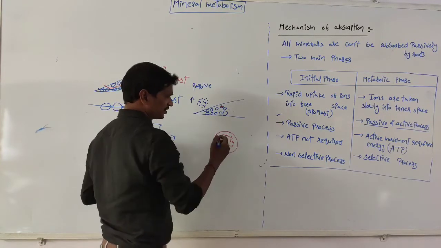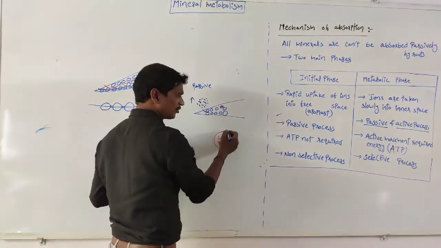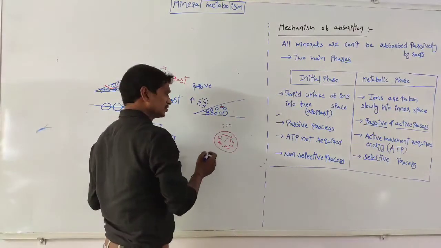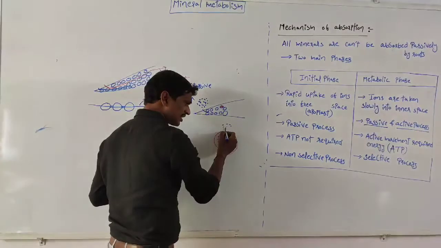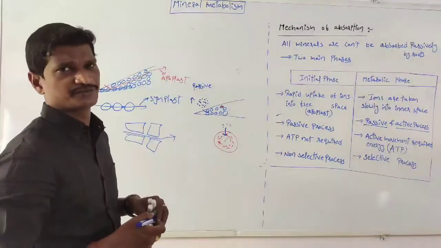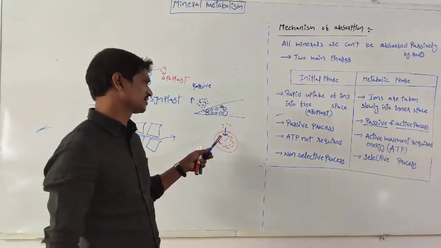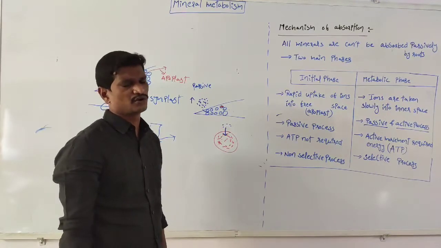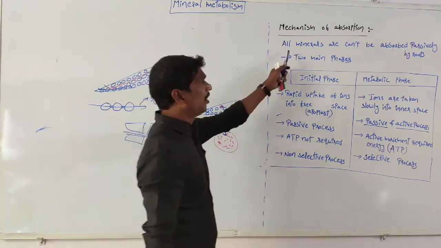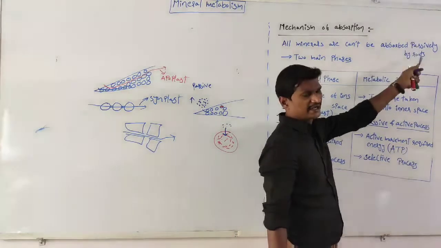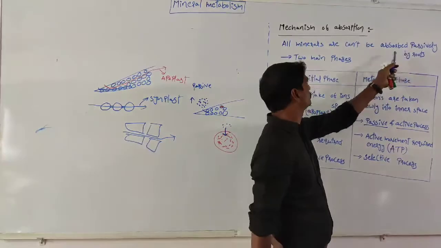Outside, in the soil, minerals are present in low concentration. So here, minerals are absorbed from low concentration to high concentration. This one is called active absorption. So all minerals cannot be absorbed by the passive mechanism, especially by the roots, right?